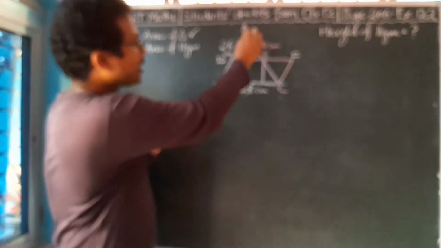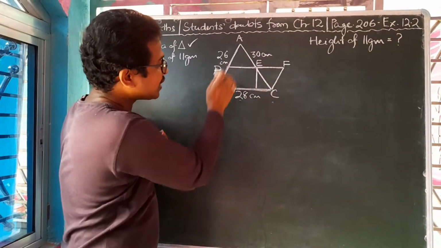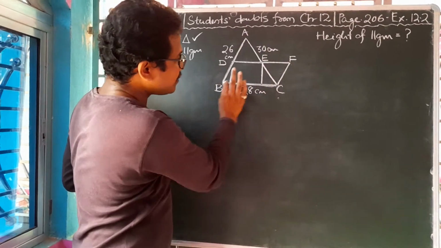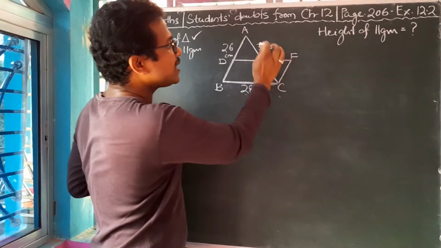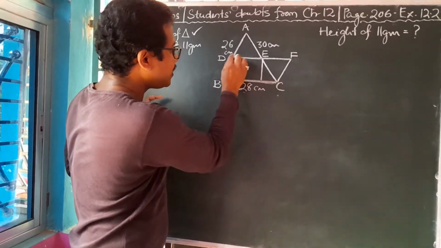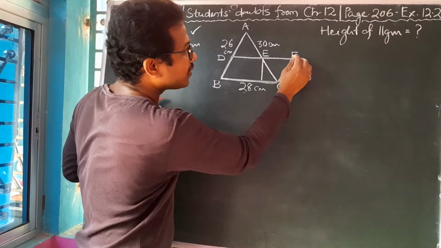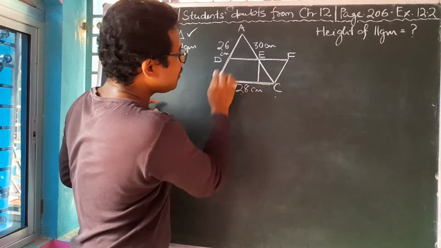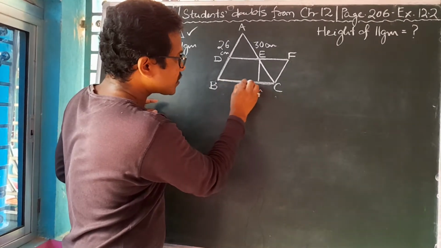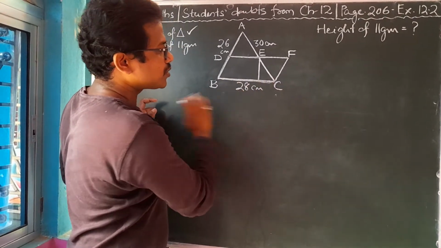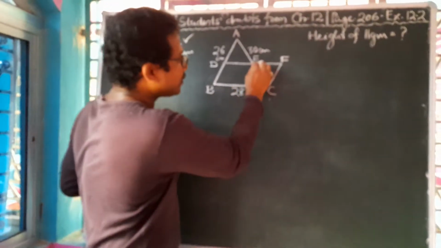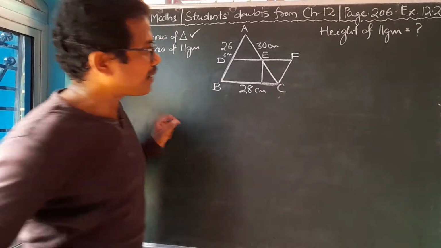So students, here I have drawn a triangle for you, triangle ABC, you can see, and AB is 26 cm, BC is 28 cm, and CA is 30 cm. And you see a parallelogram is drawn here, DBCF is the parallelogram, and the base of the parallelogram is the base of the triangle, that is 28 cm. Students, what do we have to do to find out the height of the parallelogram?